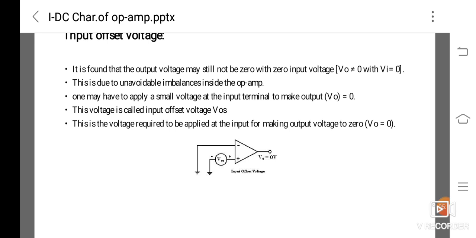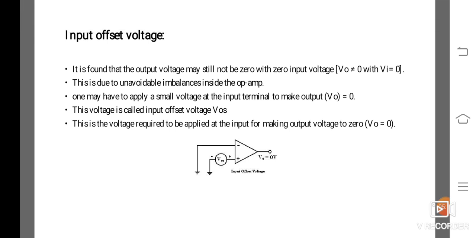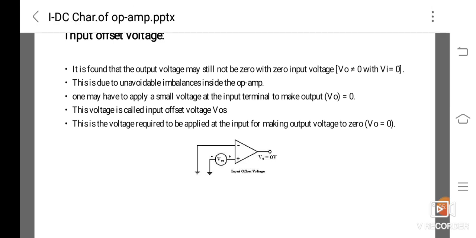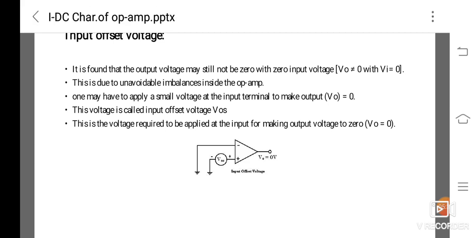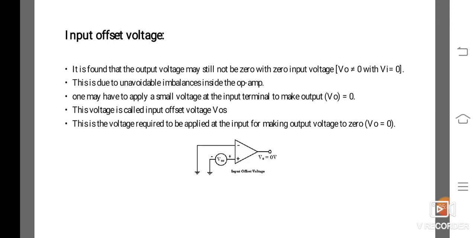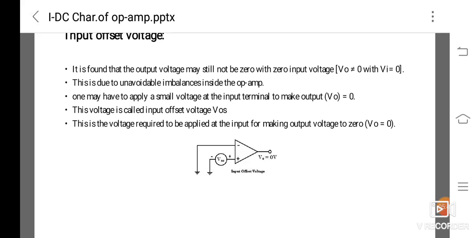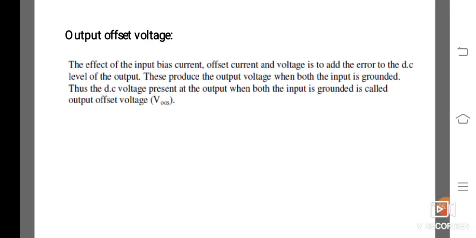In practical cases, if the input is 0 the output must also be 0, but due to some circuit imbalance there may be some output even though we are giving the input as 0. To avoid that, we give a small voltage to an input terminal to make the output 0. This voltage is called the input offset voltage, VOS, and it is the voltage required to be applied at the input for making the output voltage 0.